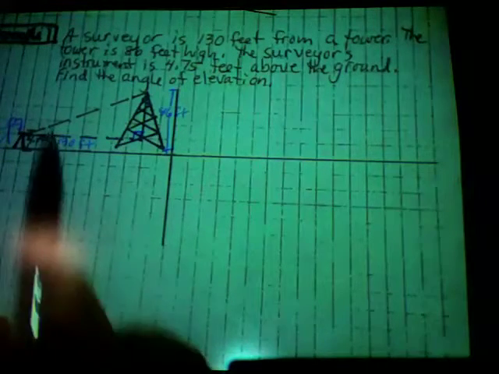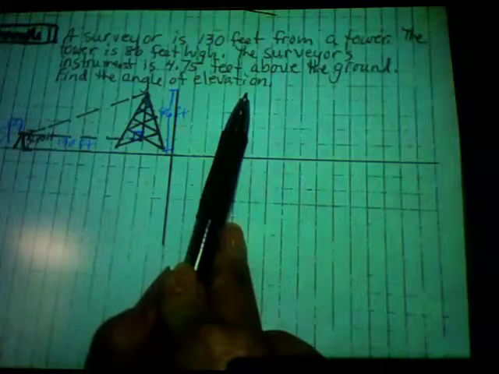The question is find the angle of elevation. Where's your parallel line of sight?